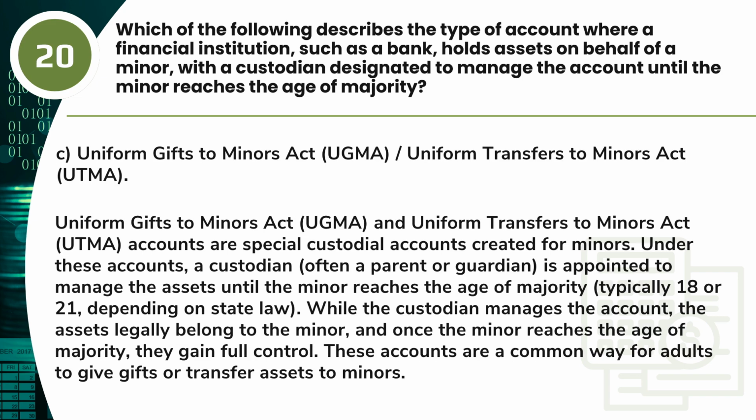Answer: C. Uniform Gifts to Minors Act, UGMA / Uniform Transfers to Minors Act, UTMA. UGMA and UTMA accounts are special custodial accounts created for minors. Under these accounts, a custodian, often a parent or guardian, is appointed to manage the assets until the minor reaches the age of majority, typically 18 or 21, depending on state law.